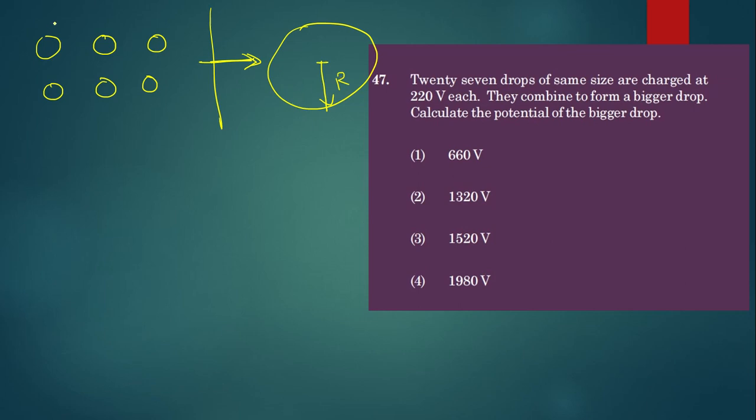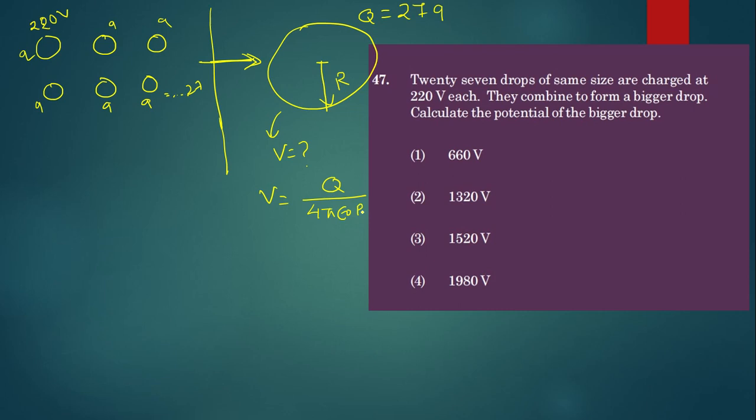Initially, each drop was charged at a potential of 220 volt. Let's say the charge on each drop was equal to q. Since it is non-conducting, the charge will be distributed uniformly. How many drops are there? 27. We know that the total charge will remain constant, so after transformation also the total charge will be 27q. We are supposed to calculate the potential on the bigger drop. We know that the potential on the surface will be the amount of charge divided by 4 pi epsilon naught times the radius.